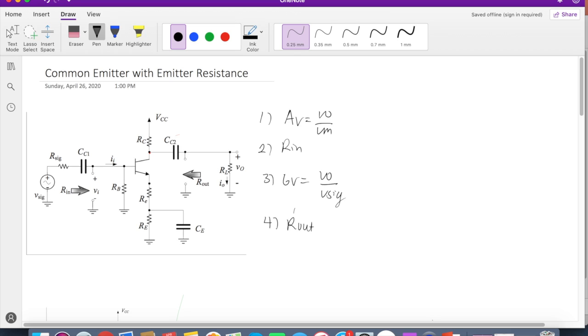Today we're doing a common emitter with emitter resistance. Now, just important things to note, we're going to be doing the small signal analysis, finding the voltage gain, input resistance, overall voltage gain, and the output resistance.